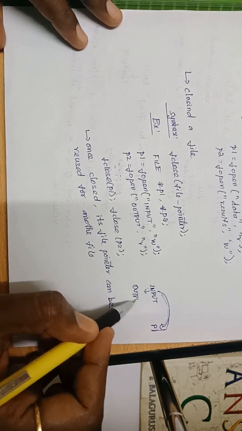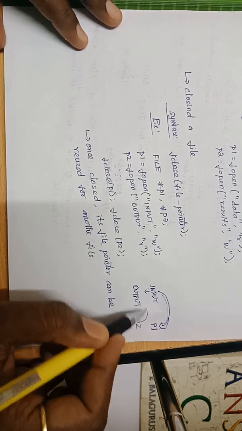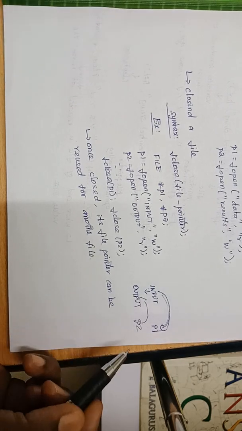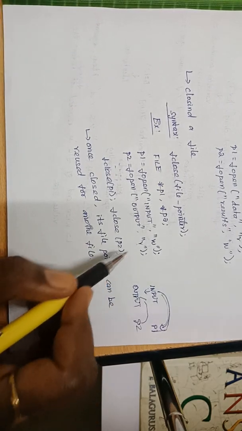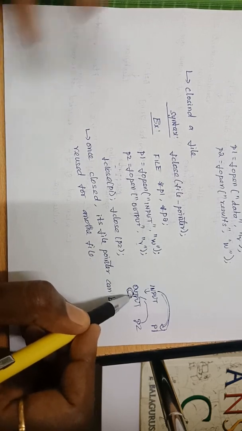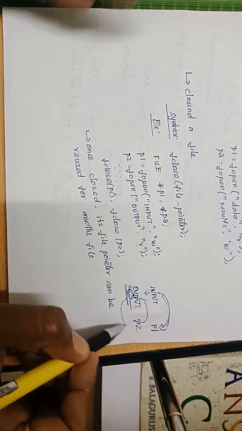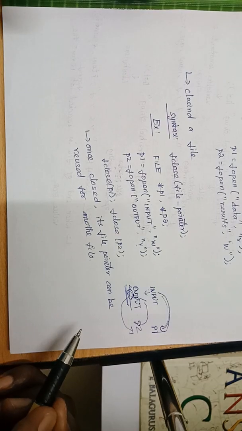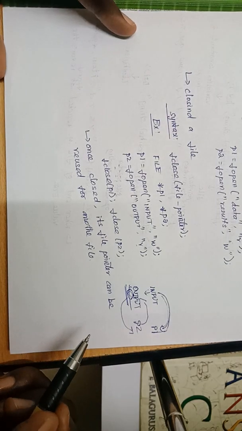Output is a file that is linked with the pointer p2. Whenever you call p2, this output file will be invoked, and it was opened in read mode. So whatever content is written in this output file can be read from that file.